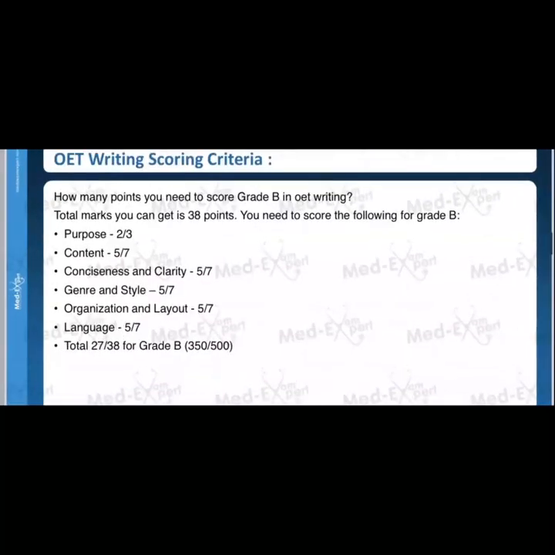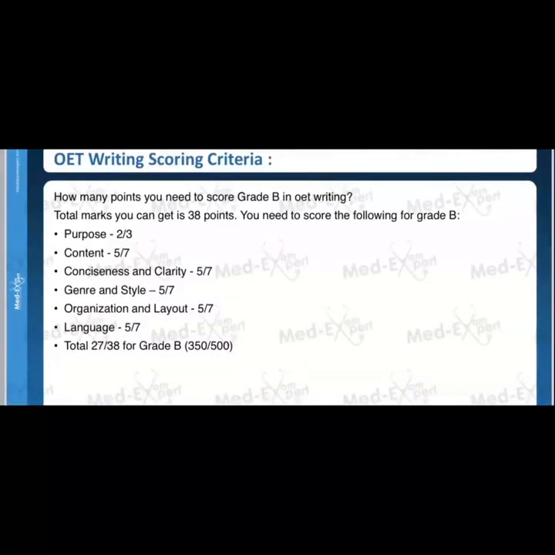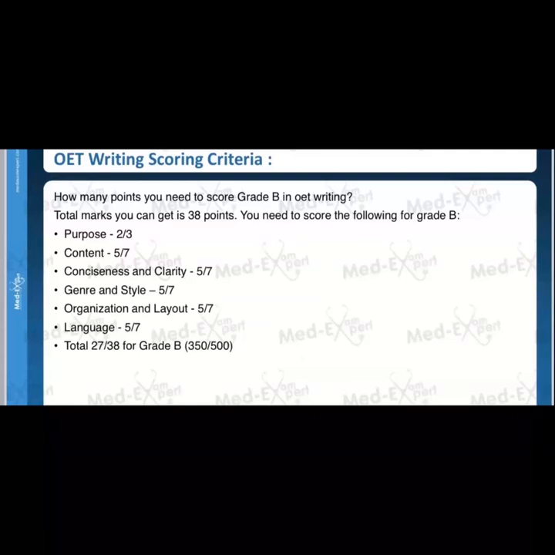Now we are going to talk about the writing scoring criteria. So how many points do you need to score grade B in OET letter writing? The total marks you can get is 38 points. You need to score the following for grade B. And what are the factors in which you have to perform well? So we know that the total is 38 and purpose has 3 marks.